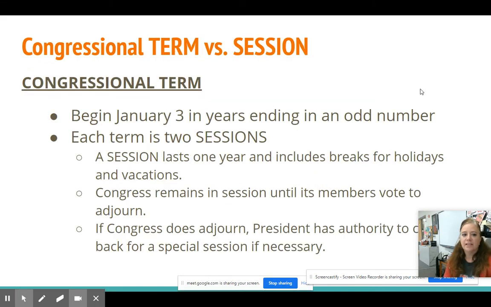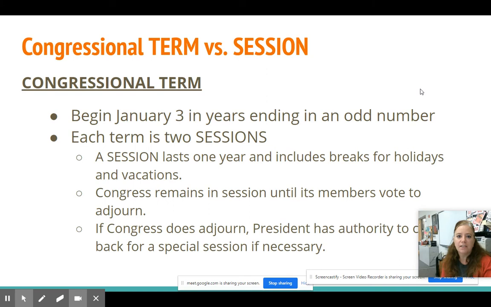Okay. You'll hear this on the news, congressional terms and congressional senates. So just something to know that a congressional year, a term begins in January of years ending in an odd number. So congressional terms are 2 years. And within each term, there are 2 sessions. A session lasts 1 year and does include breaks for holidays and vacations. It remains in session until its members vote to adjourn.